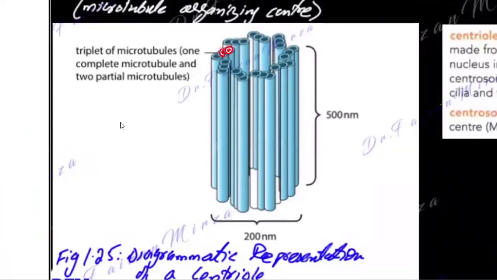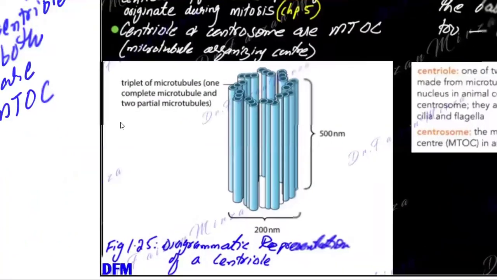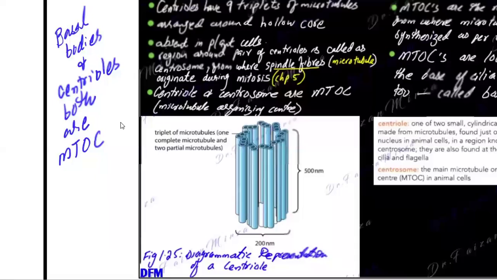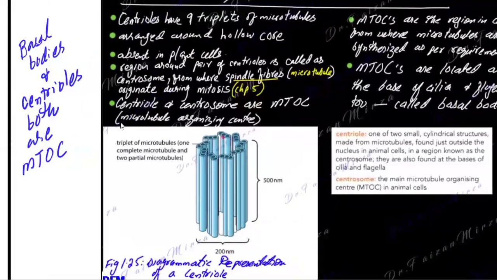So there is a triplet of microtubules, which means three microtubules, and there are a total of nine such microtubule sets, and these nine triplets are arranged around a hollow core. One, two, three, four, five, six, seven, eight, nine. So these nine microtubule triplets are arranged around a hollow core, and this makes up one cylinder of the centriole.